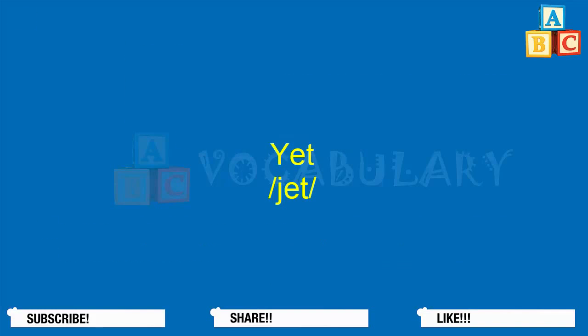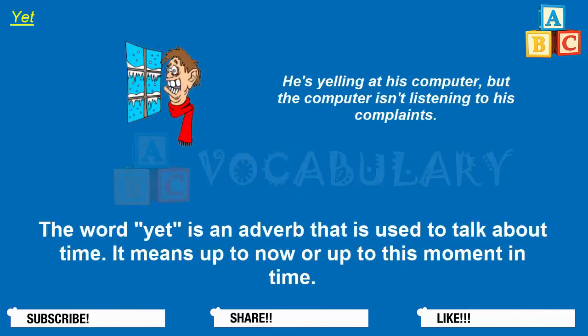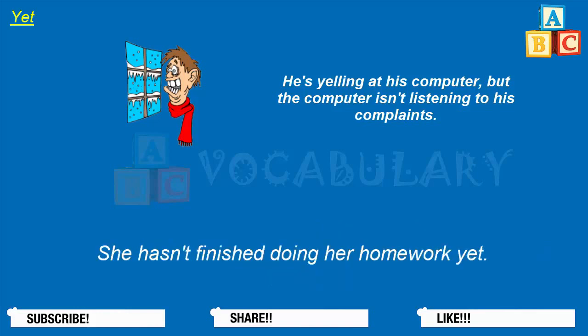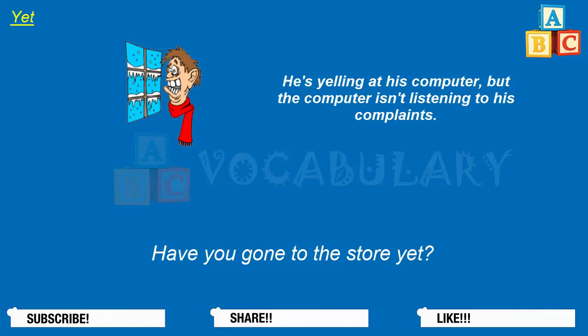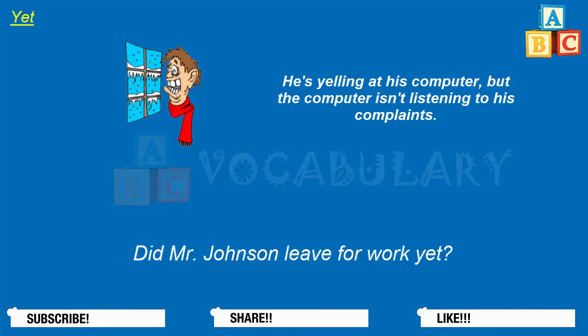Yet. The word yet is an adverb that is used to talk about time. It means up to now or up to this moment in time. She hasn't finished doing her homework yet. They didn't get their newspaper yet. Have you gone to the store yet? Did Mr. Johnson leave for work yet?